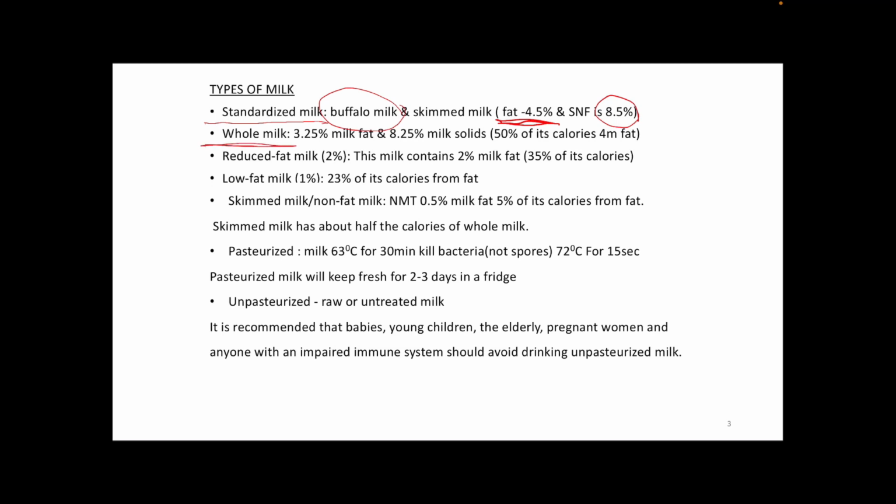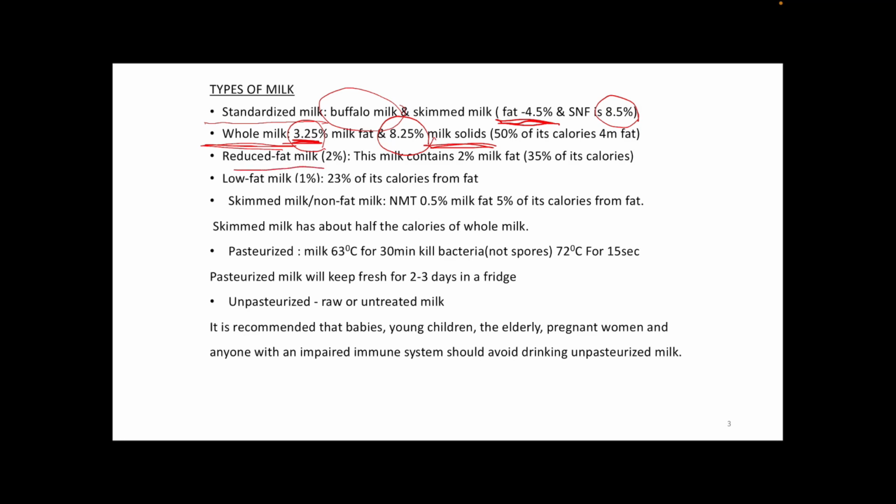There is whole milk or whole fat milk. That's 3.25% fat and 8.25% non-fat solids. Here the fatty content is reduced in milk, and therefore the calories produced by whole milk is less than that produced by standardized milk.